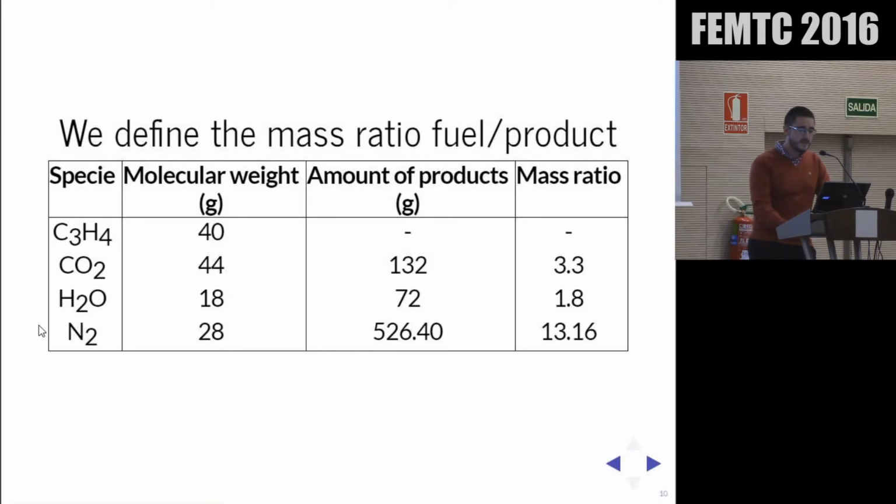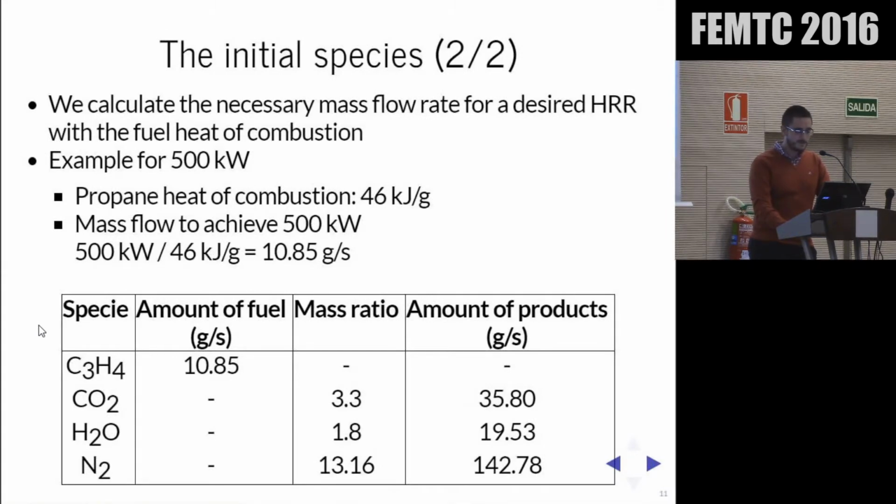If we define the mass ratio of fuel to products, that's just an example. We know that if we want to achieve 500 kilowatts, we know the heat of combustion of propane. We are working with propane, I think I didn't say that before. We are burning propane here. We can calculate how many grams of fuel we need to maintain this power, and we can easily calculate the amount of products that we will obtain.